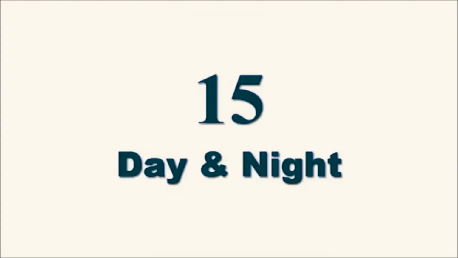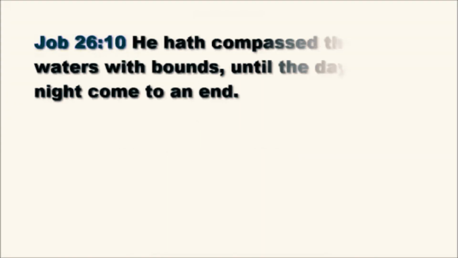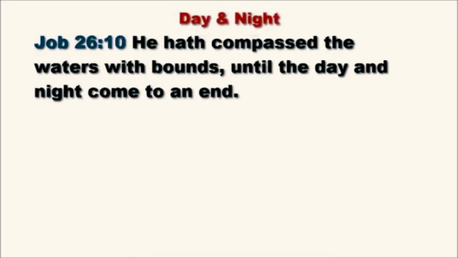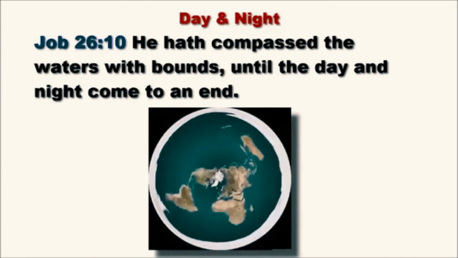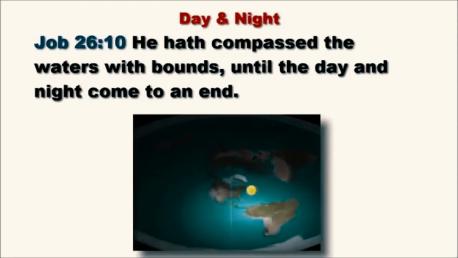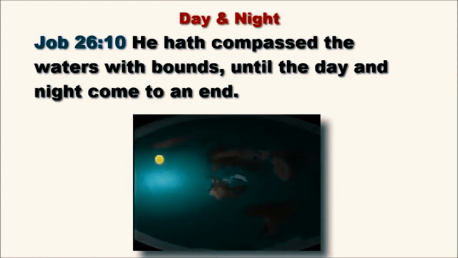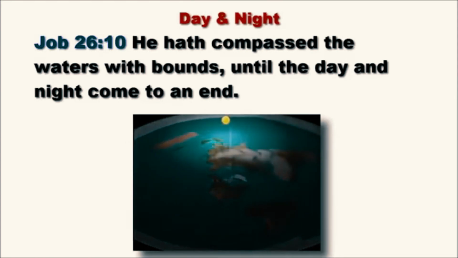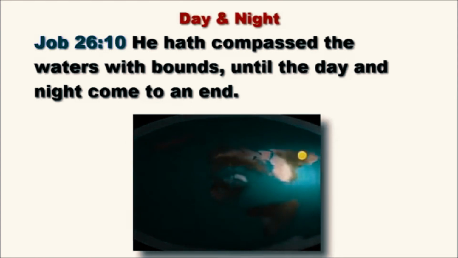Number 15, day and night. Job 26 verse 10. He has compassed the waters with bounds until the day and night come to an end. That's interesting. Here's a flat earth map. The outer bounds are made of ice. The waters are literally compassed with an ice boundary. The sun goes around the earth like this. Both day and night can only come to an end where day and night meet the dome. Beyond the dome, time ceases to exist.